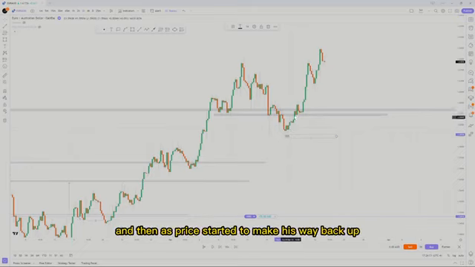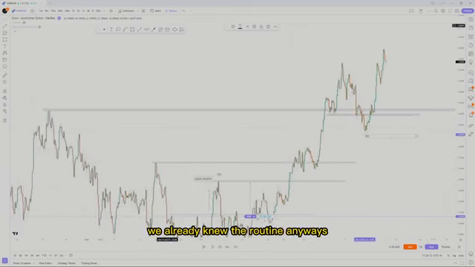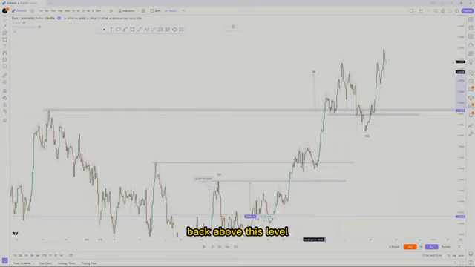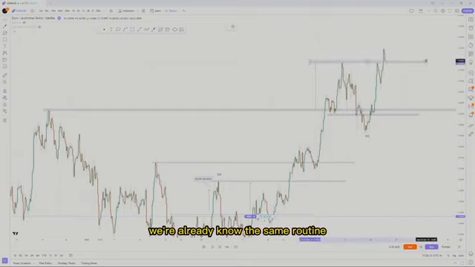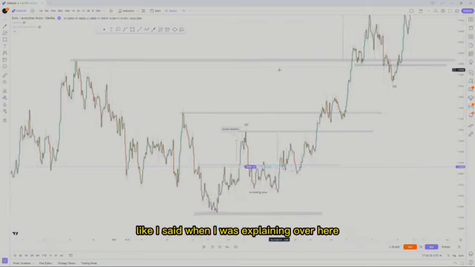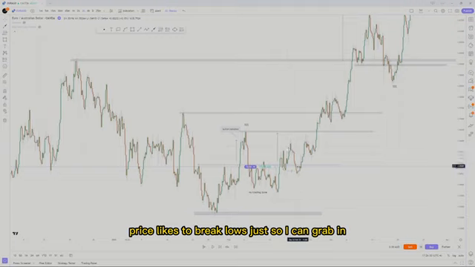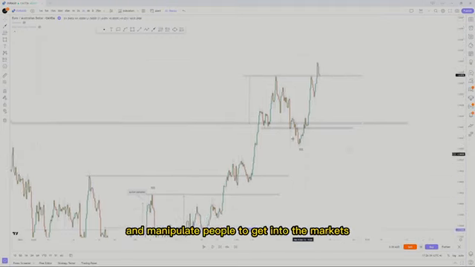And then as price started to make its way back up, we already knew the routine anyways, back above this level. We already know the same routine. There's an indication, a correction. Hopefully that correction, like I said when I was explaining over here, price likes to break lows just so it can grab in and manipulate people to get into the markets.